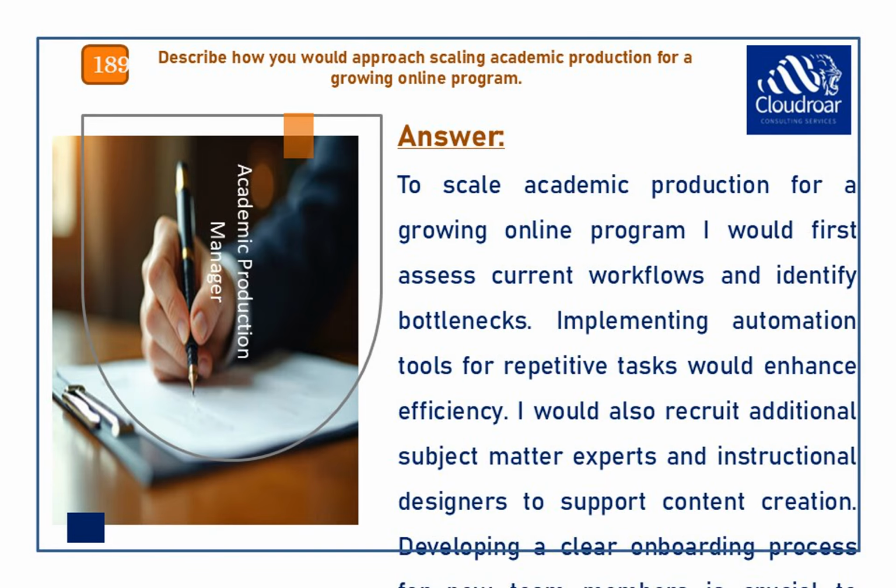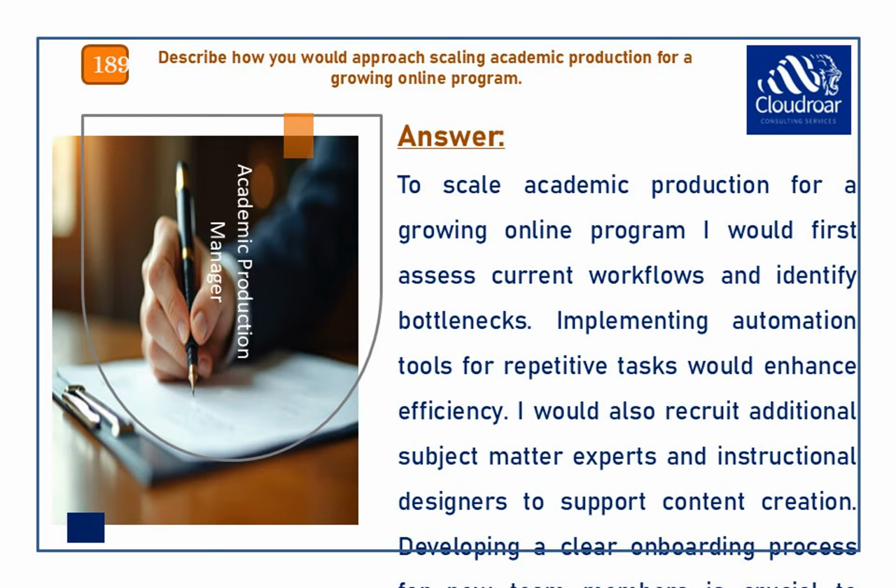Question 189. Describe how you would approach scaling academic production for a growing online program. To scale academic production for a growing online program, I would first assess current workflows and identify bottlenecks. Implementing automation tools for repetitive tasks would enhance efficiency. I would also recruit additional subject matter experts and instructional designers to support content creation.